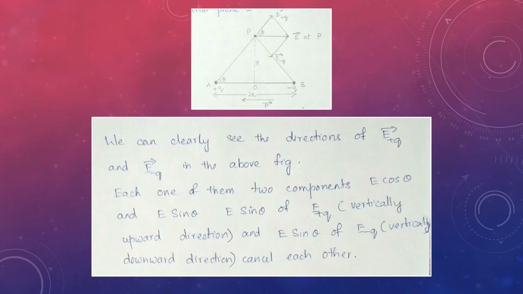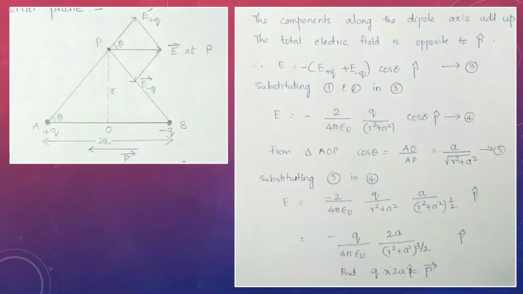Once again, I repeat, according to the resolution of vectors, E sin theta of positive charge, which is in the positive y direction, and E sin theta because of negative charge, that is in the negative y direction, cancel out each other, but the cos theta components of both the charges will be added together now.